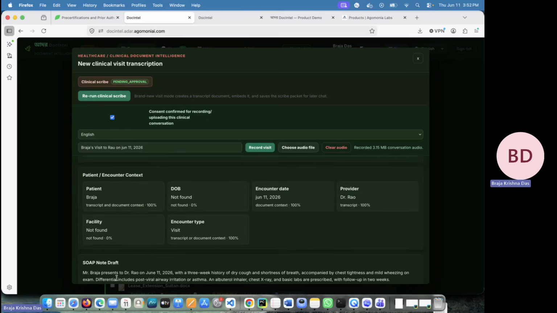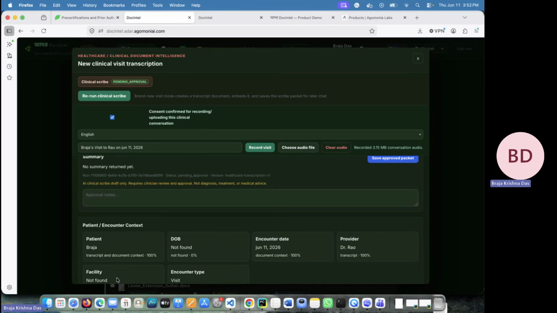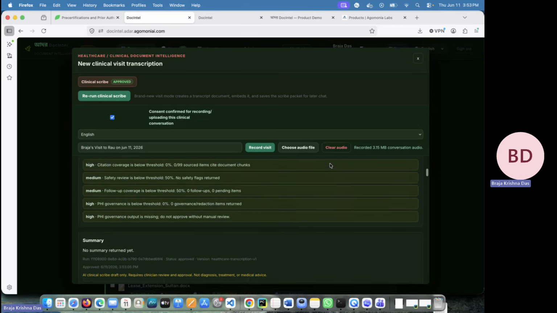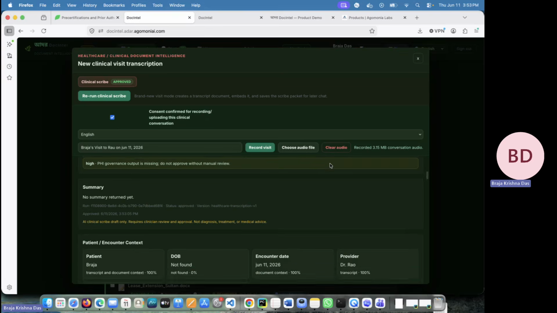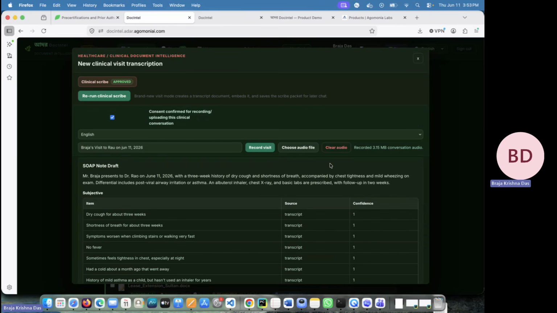there is no scribe summary yet. It did not create a summary, but it's for the draft only. We have to save these approval packets. If we save these approval packets, what happens is that they get stored over there. Now you see the SOAP note draft, because it's a draft package.